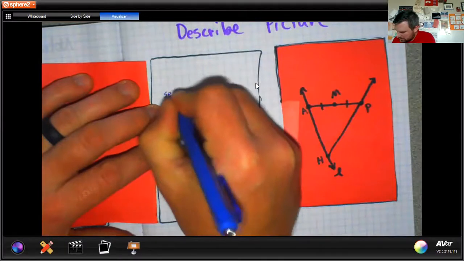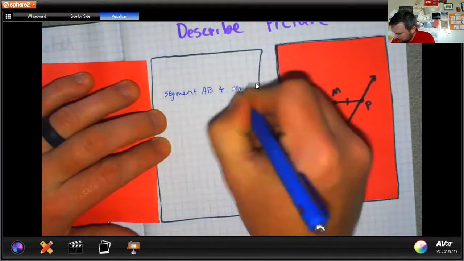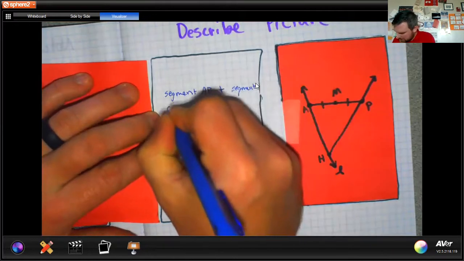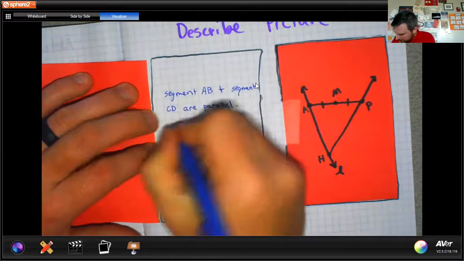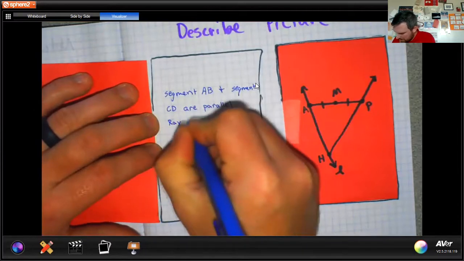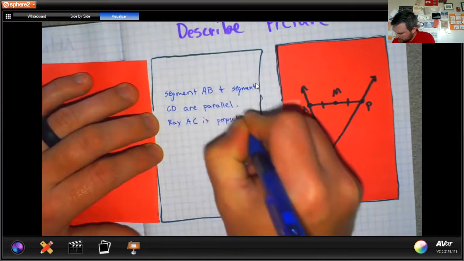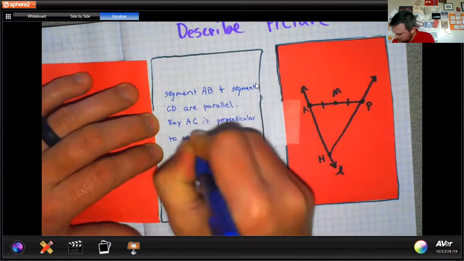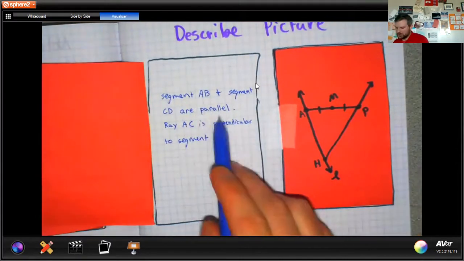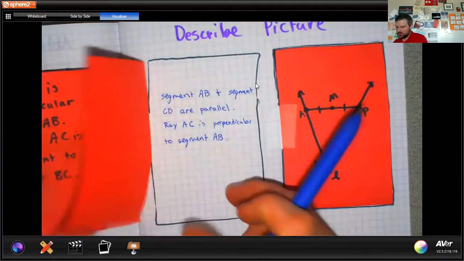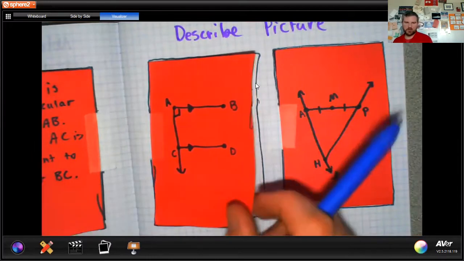So segment AB and segment CD are parallel. Ray AC is perpendicular to segment AB. Okay, so you got your two parallel segments and your ray that is perpendicular to your other segment. Okay, it's not perpendicular to this one. It actually will be, but we don't know that yet with what we've studied so far.